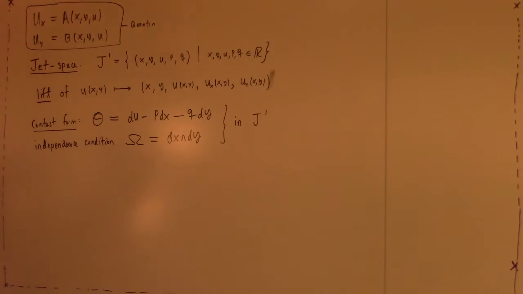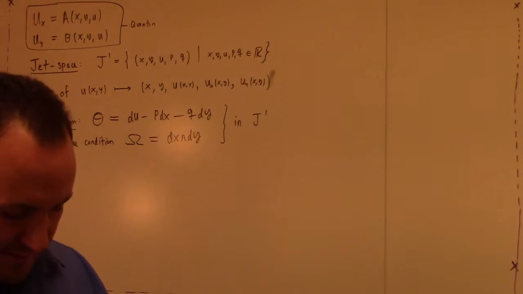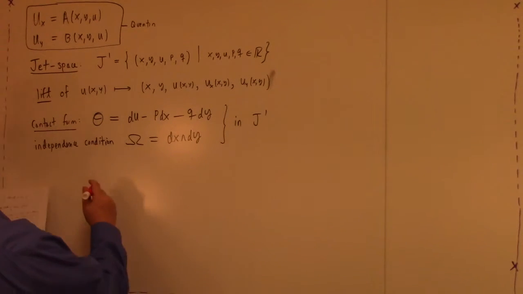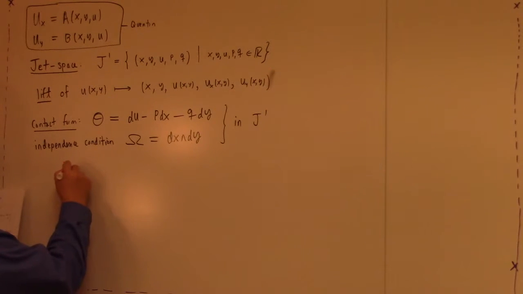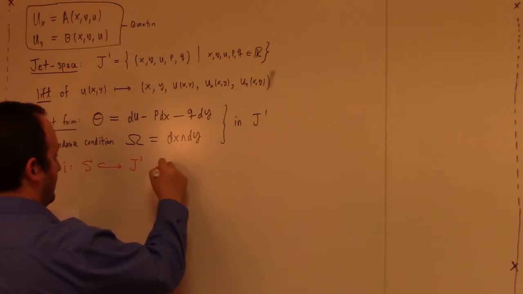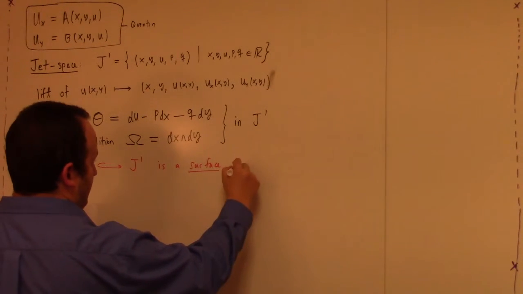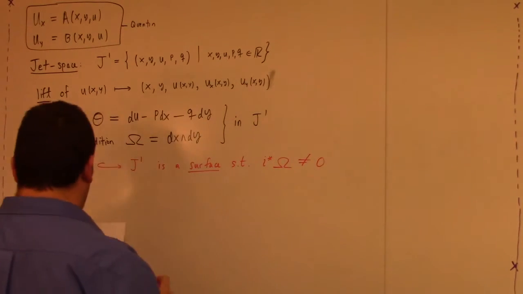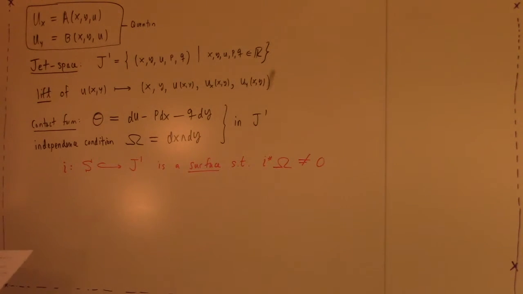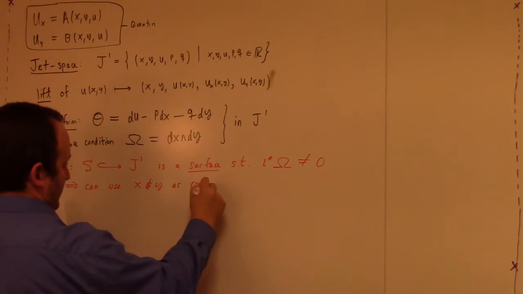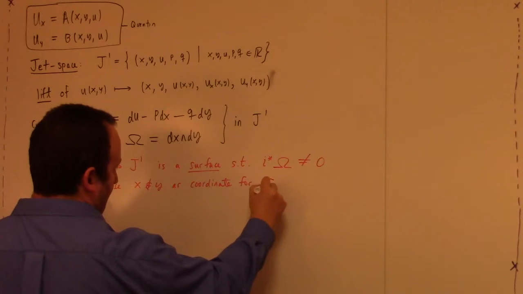So then suppose you have a surface in jet space. Let I be the inclusion map, so that S is included into jet space, and S is a surface, meaning it's two-dimensional, such that the pullback of the independence condition is not equal to 0. Then it follows that dx and dy are linearly independent one-forms on S. In other words, we can use x and y as coordinates on such a surface in jet space.